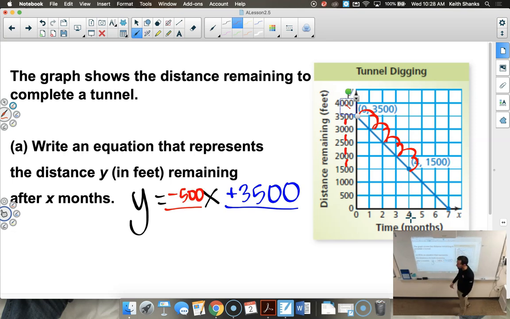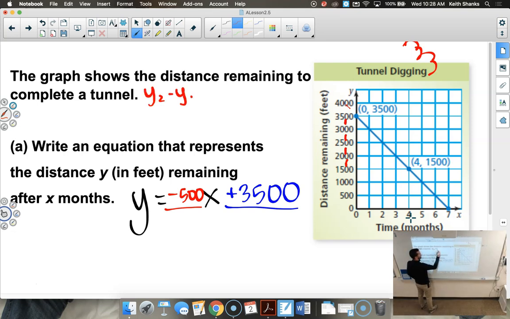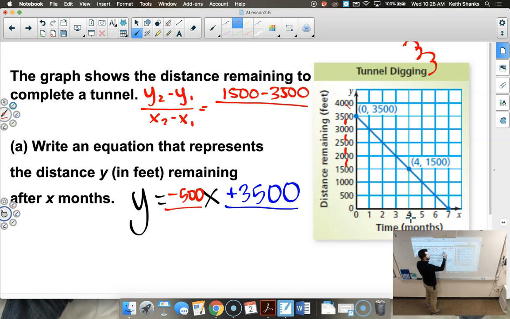Or if this is better for you, let's pretend I didn't want to count. Just to remind you, there's a formula for slope. I would do y2 minus y1 over x2 minus x1. So I could plug it in and solve. Y2, let's take this, 1,500 minus 3,500 divided by 4 minus 0. We got negative 2,000 over 4.